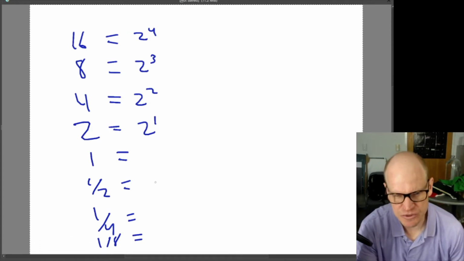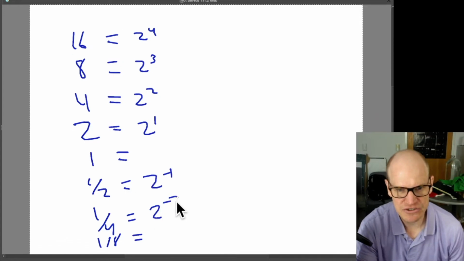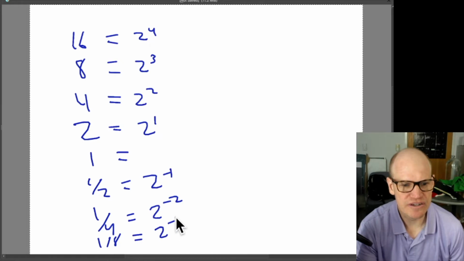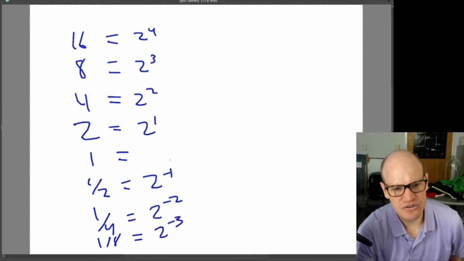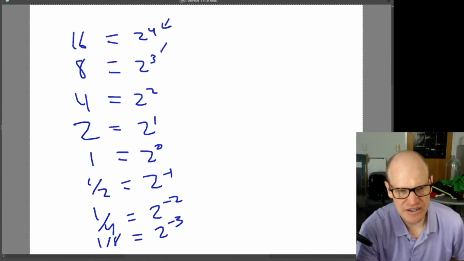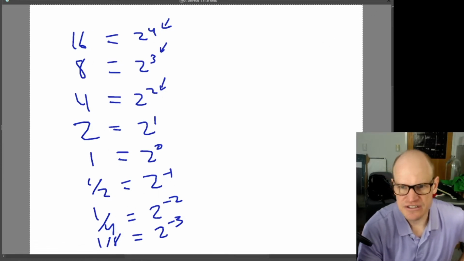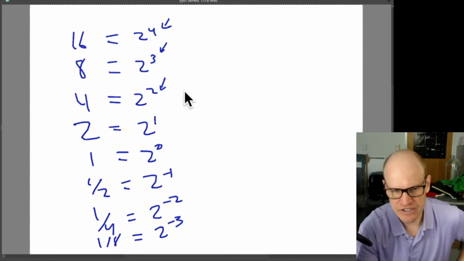The notation that we use is that this one will be 2 to the minus 1, 2 to the minus 2, 2 to the minus 3. And so the only thing that's missing here is 2 to the 0. So this structure, or this notation that we have using exponents to represent these different numbers, is going to be useful when we're solving different kinds of equations.